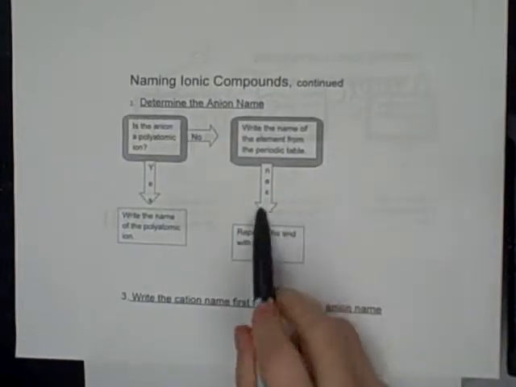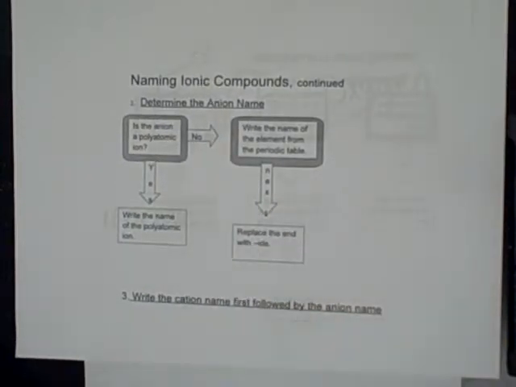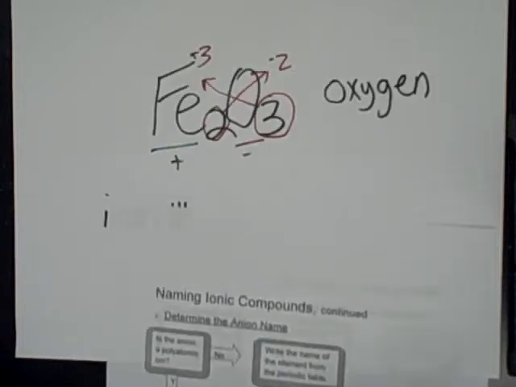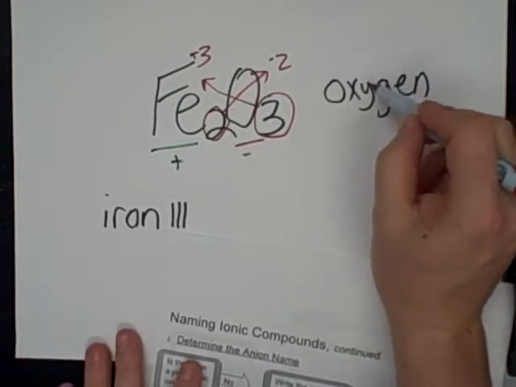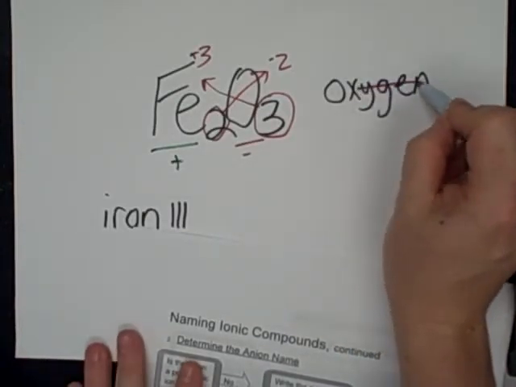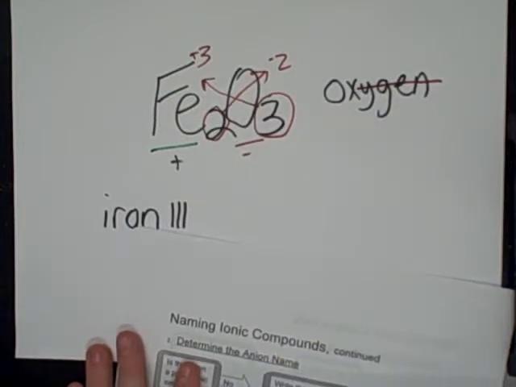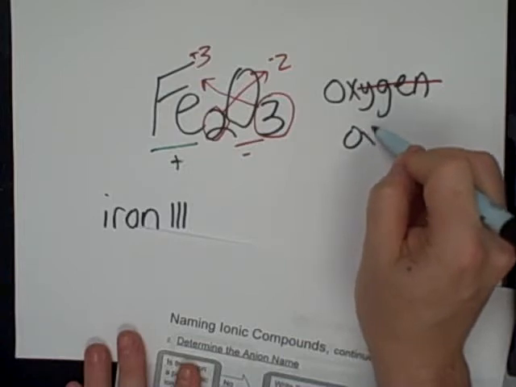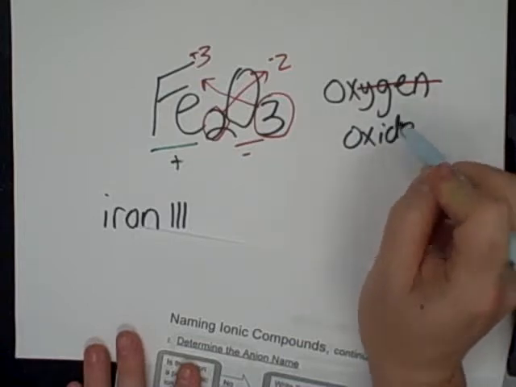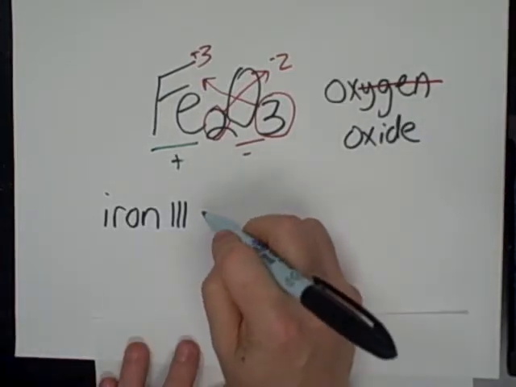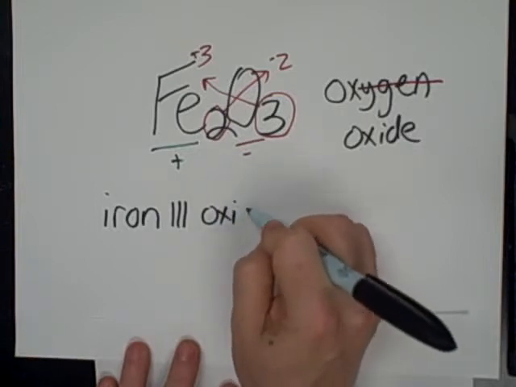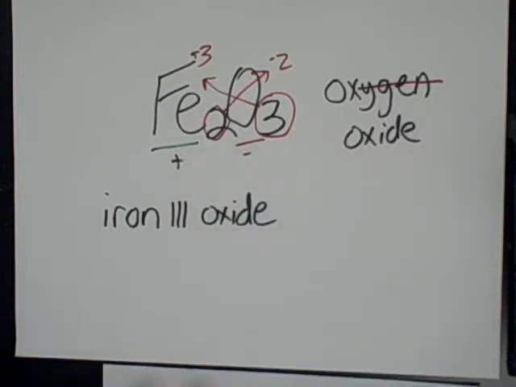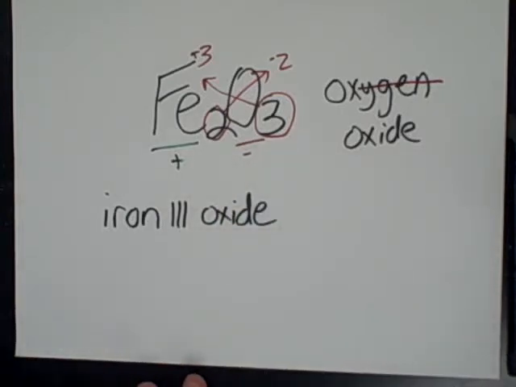And our next step is to replace the ending with IDE. And in oxygen, we cut off most of the name, the YGEN, to make it oxide. Oxide. So iron(III) oxide is the name of the compound Fe2O3. And that is how you name an ionic compound.